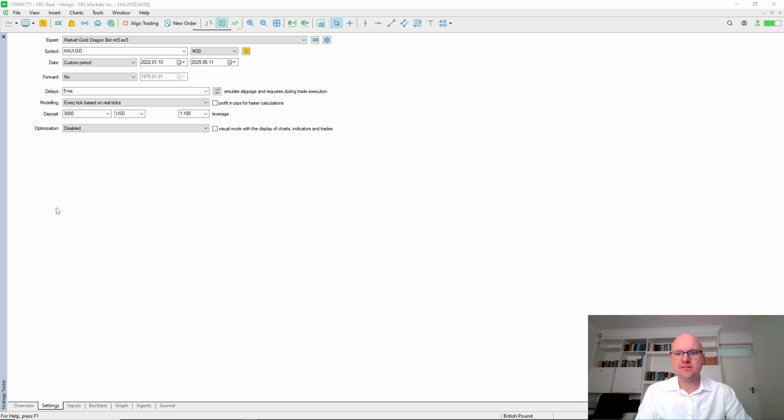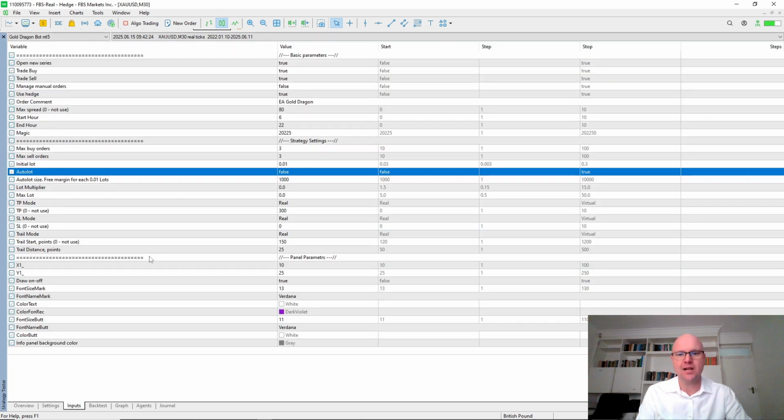Now, if we head to my MetaTrader 5, I'll be doing a test on the XAUUSD on the 30-minute time frame, and I'll be using a custom period from the 10th of January 2022 until the 11th of June 2025, using a deposit of 3,000 and every tick based on real ticks for our modeling quality.